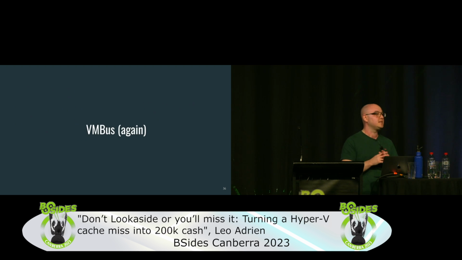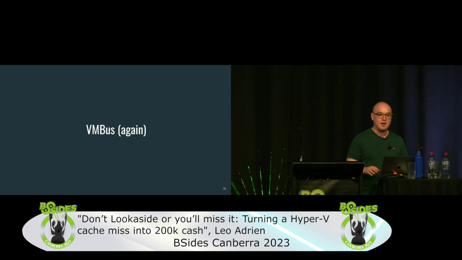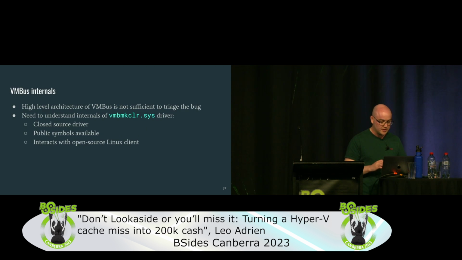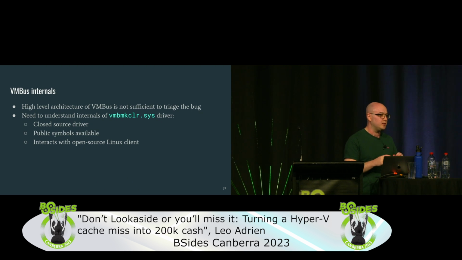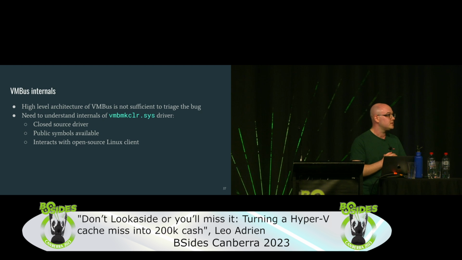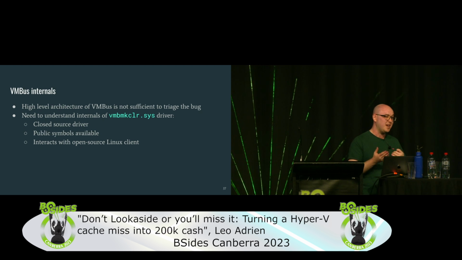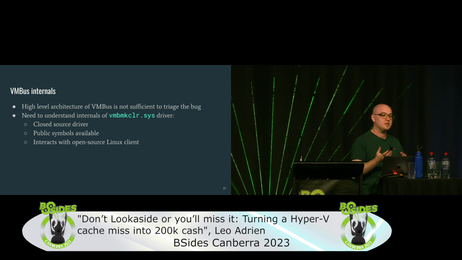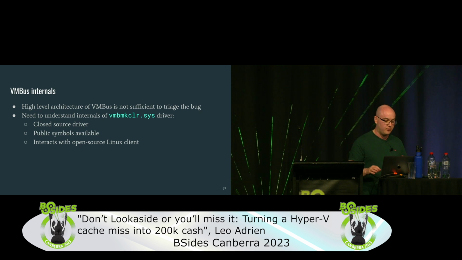Okay, so back to VMBus again, but this time I'm going to figure out what's happening and try to understand not just that high-level diagram, but get a better, newer diagram where I can really understand what's going on inside these host drivers. Unfortunately, there's almost no public documentation. We're really in the inner workings of Hyper-V, which on the host side is completely proprietary. There are public symbols available, bless Microsoft for providing public symbols for almost all of the code in Windows. But it is a closed source driver. Thankfully, it does interact with this open source Linux client, so I can get some information there in terms of what's being sent from the guest to the host.